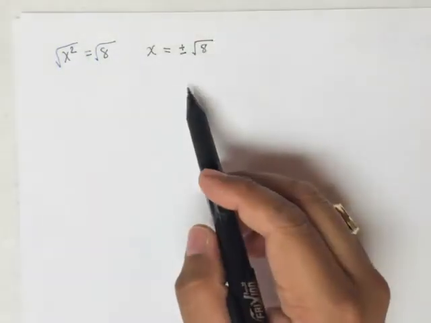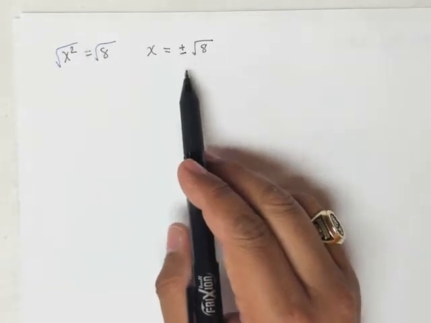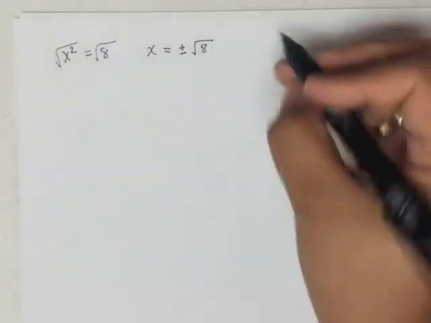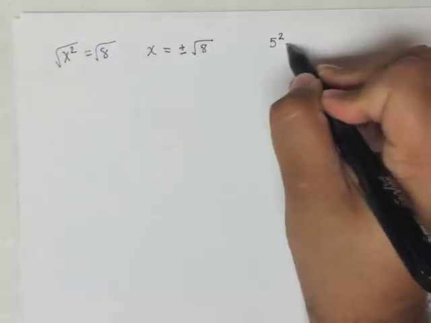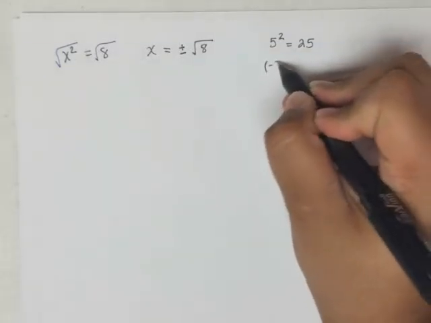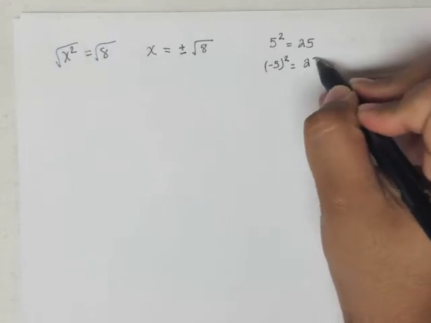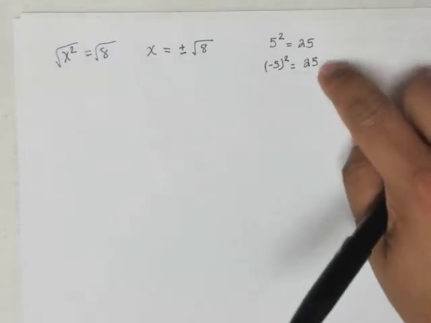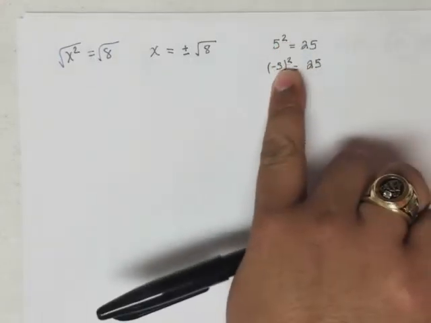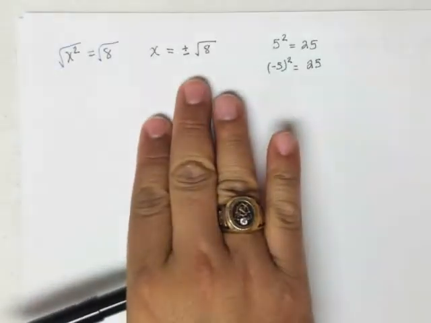Remember that whenever you take a square root, you have the principal square root and you have the negative square root. Just think about this. If I had 5 squared, that would give me 25. But what if I had negative 5 squared? That would also give me 25. So when you take the square root of 25, you have to consider both positive and negative 5. So we're going to do the same thing here. So this is really nice.